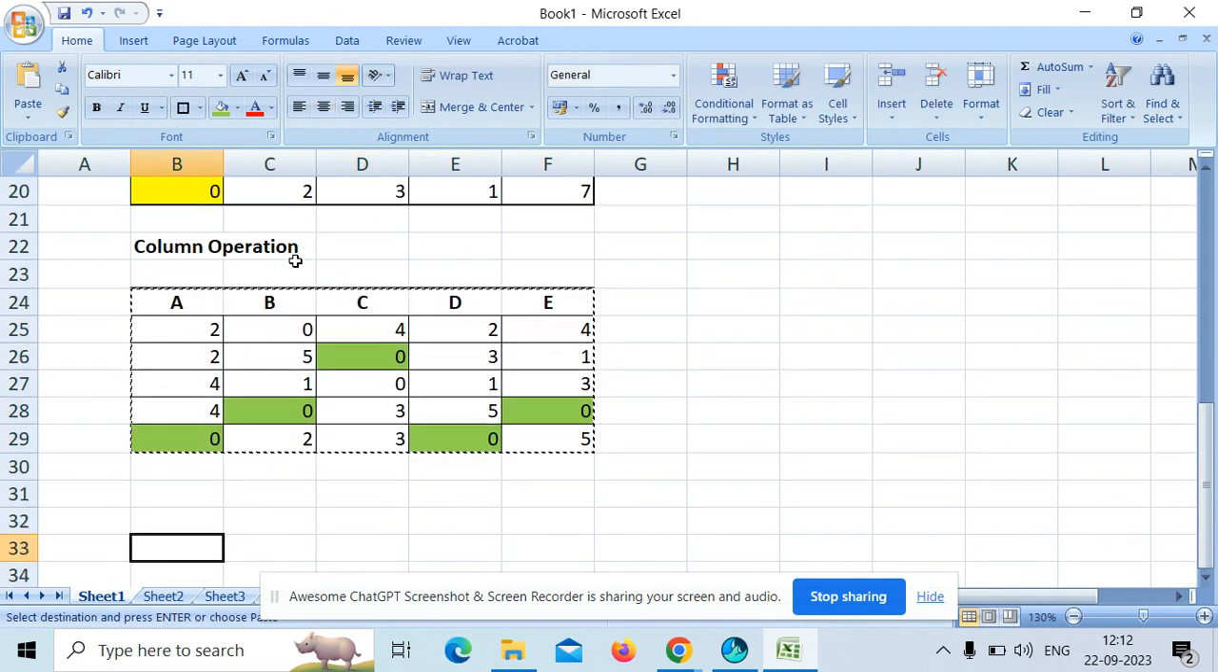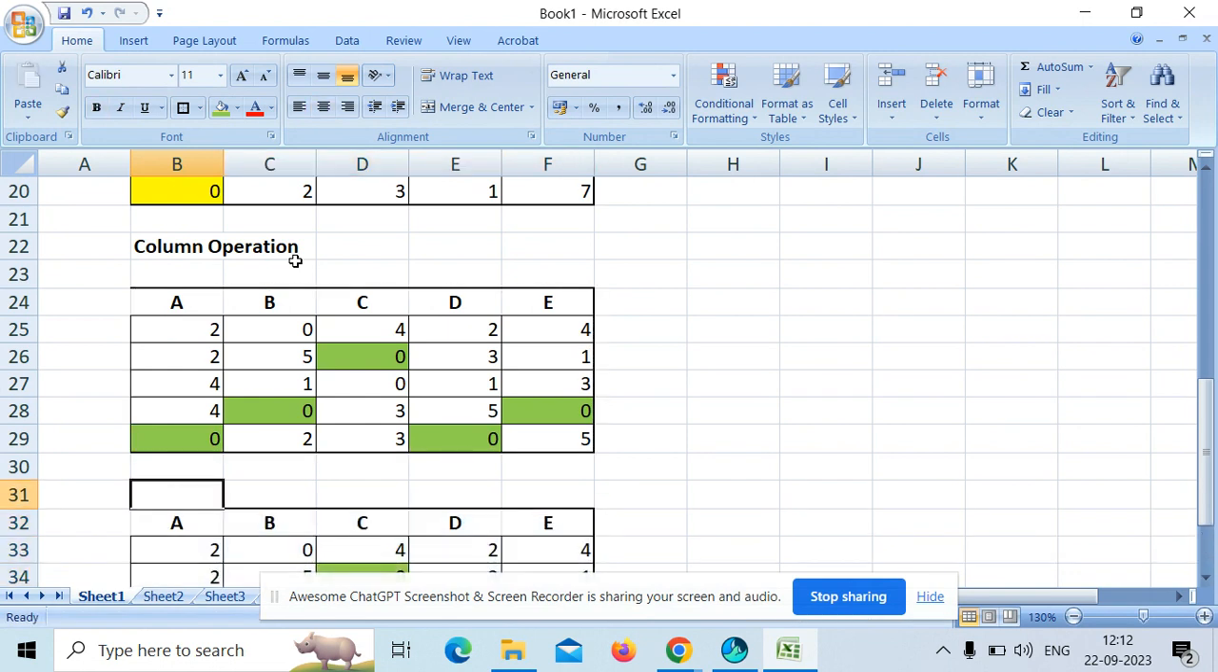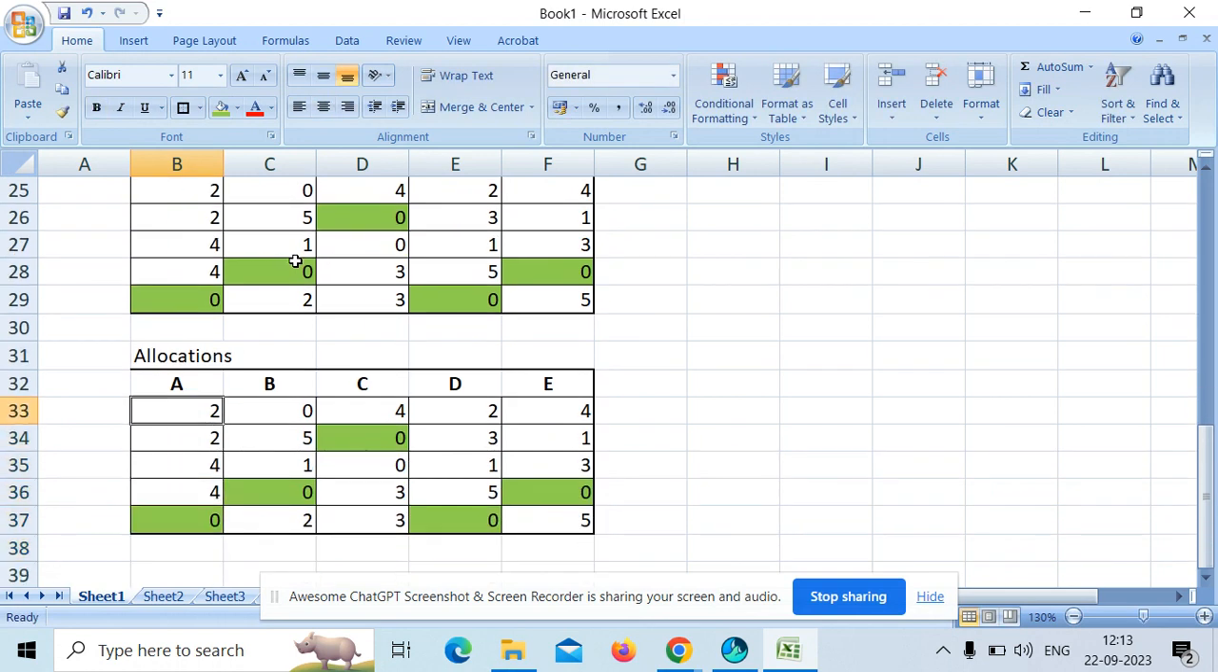After the column operation is ready, what am I supposed to do? I'm supposed to go for allocations. Let me check whether I'm able to allocate one mechanic to one job. Here I have my mechanics 2, 3, 4, and 5. Now, to check whether I'm able to allocate one mechanic to one job, what am I supposed to do? One 0 in each row and each column.